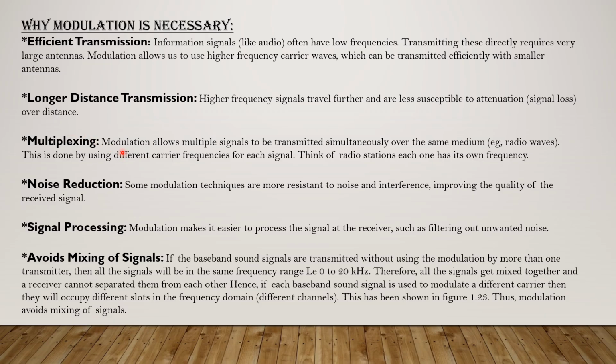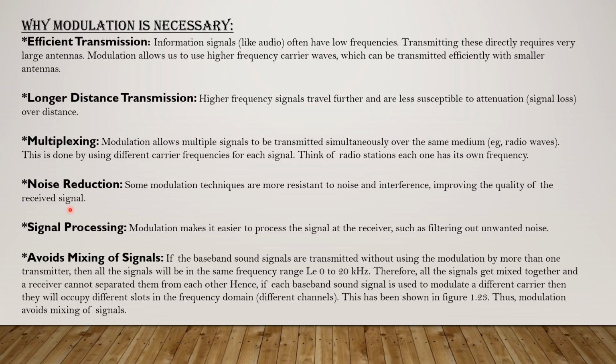Multiplexing: modulation allows multiple signals to be transmitted simultaneously over the same medium, for example, radio waves. This is done by using different carrier frequencies for each signal. Think of radio stations, each one has its own frequency. Noise reduction: some modulation techniques are more resistant to noise and interference, improving the quality of the received signal.